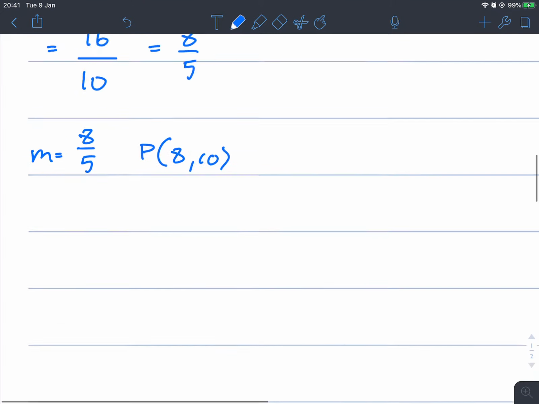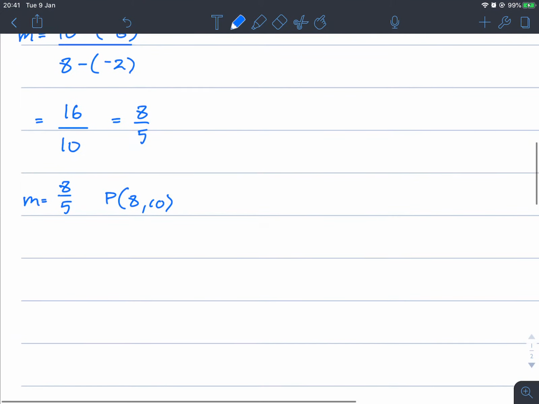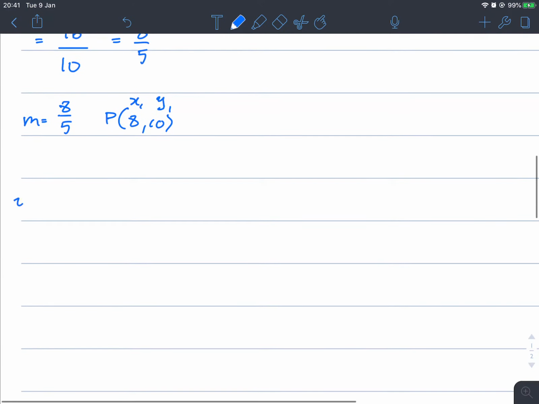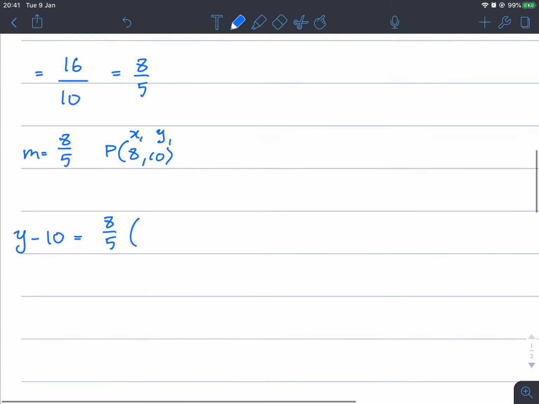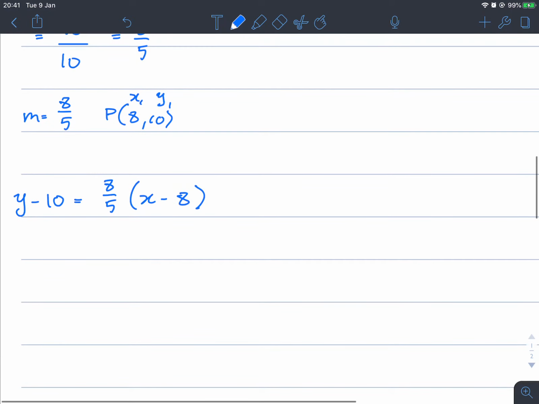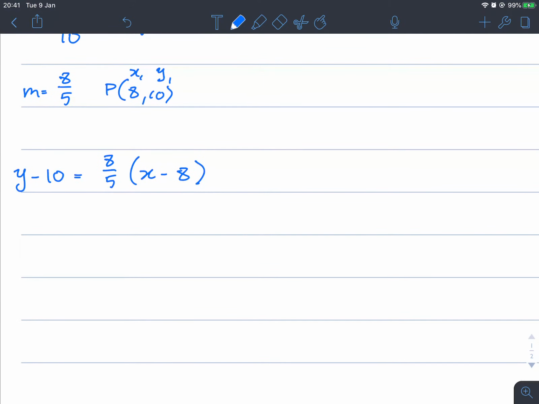So it is y minus y1. Here's my x1, y1, in case you're wondering. y minus y1, 10, equals m, which is 8 over 5, brackets, x minus x1. x1 is now 8. Evaluating all of this, I'm going to do this in two ways. I'm going to do my preferred way first, showing this in the general form. I do not like the fraction.